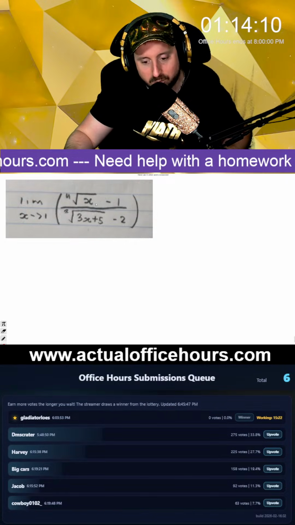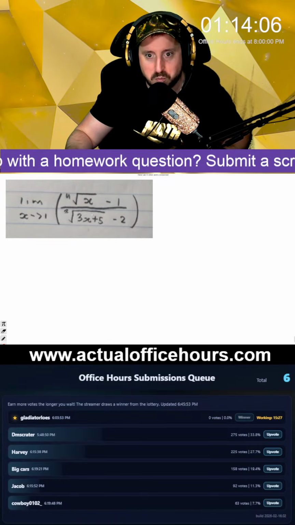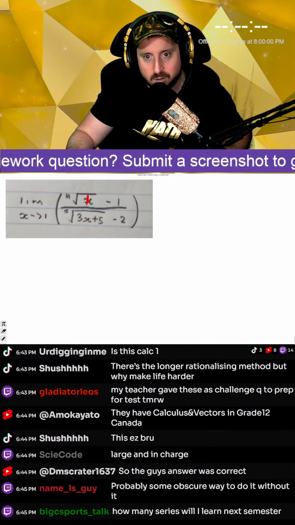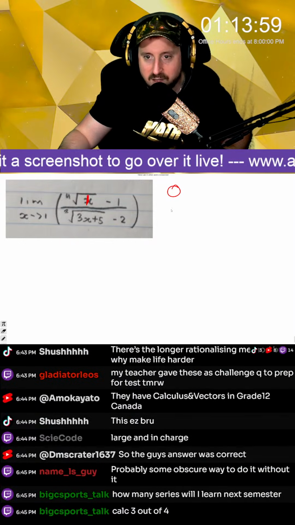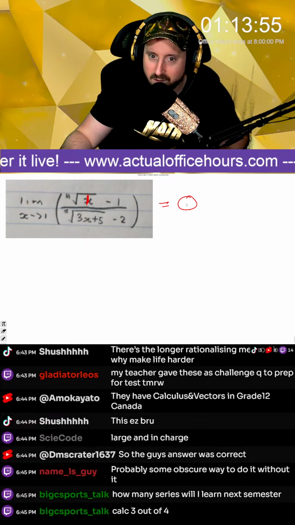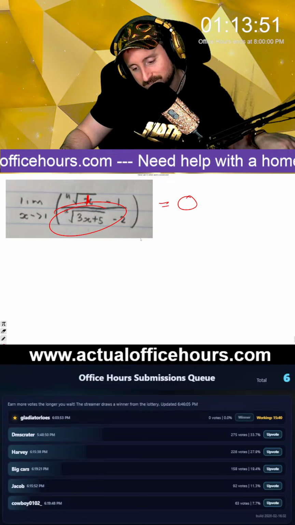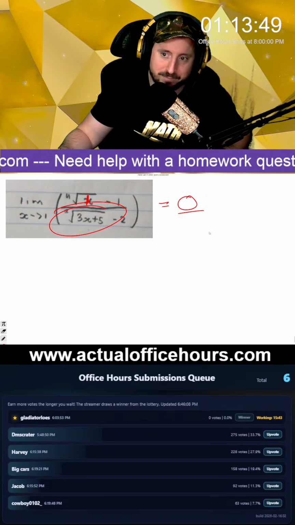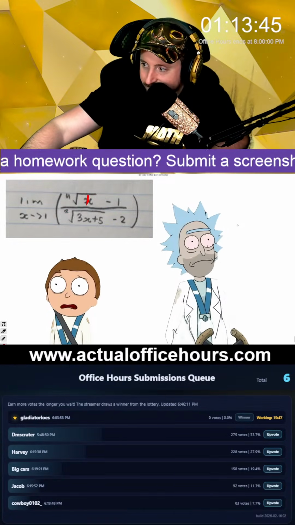I wonder if I want to write this out. Limit as x approaches 1. Okay, so if you plug 1 in, you get 1 minus 1, which is 0. Wait, so the answer to this is just 0, right? Oh, no, because the cube root of 8 is 2. Surprise! Damn. Okay, that doesn't work. You done messed up, Aaron.